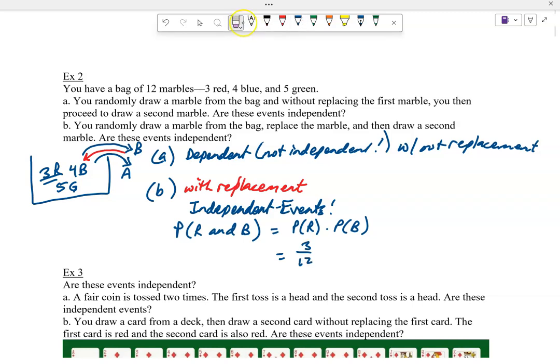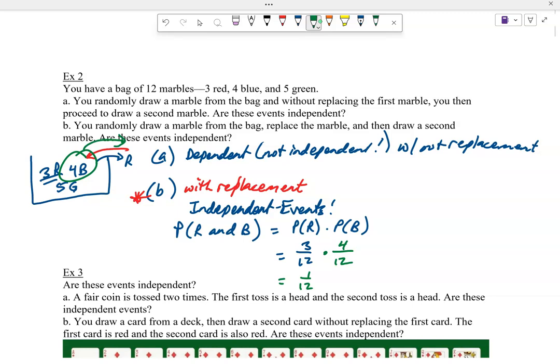Now I pulled, let me erase this for a minute. I pulled a red out. But remember, I'm putting it back in for part B. I'm putting it back in. So all 12 are still in there when I go to pull a blue one out. Now I want to pull a blue one out. So the probability of pulling a blue one out is 4 out of, remember, all 12 are still in there, right? So it'd be 12 out of 144, or 1 out of 12 would be our probability, right?